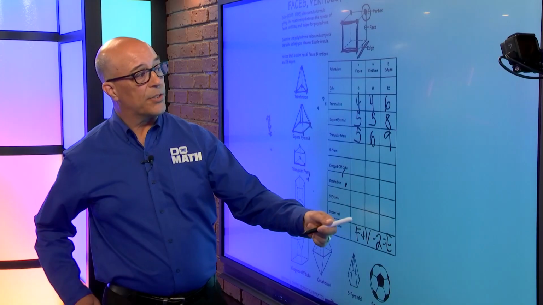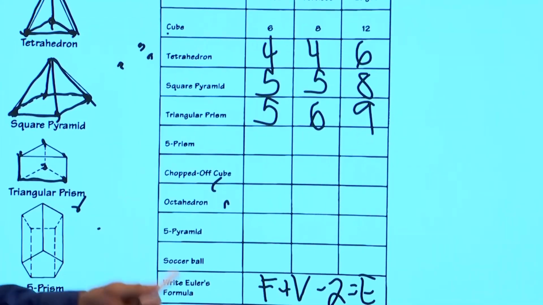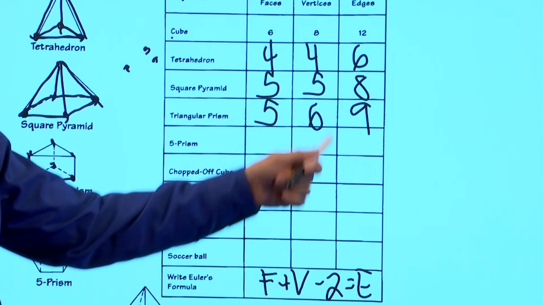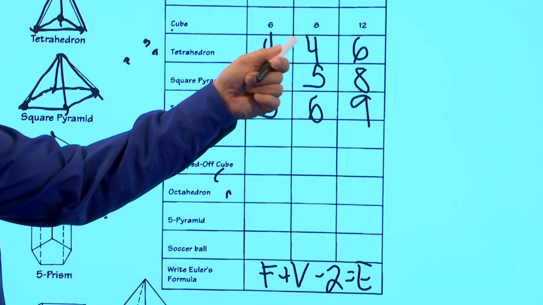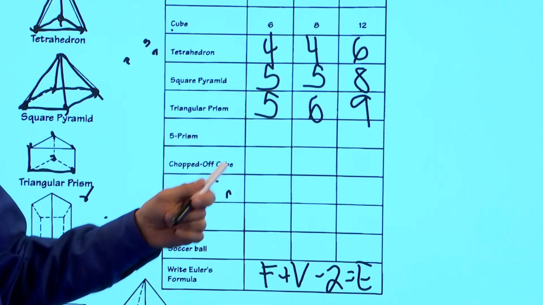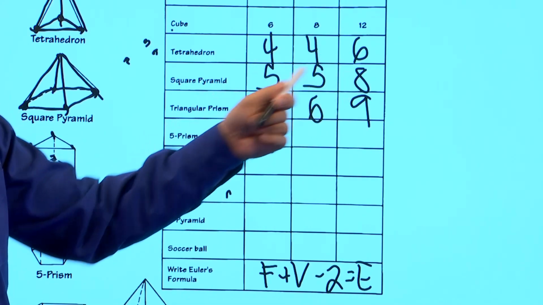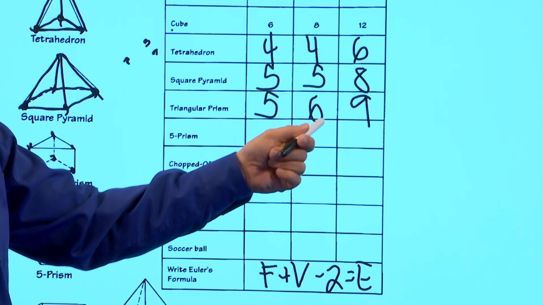So the faces plus the vertices, 6 plus 8 is 14, minus the 2 is 12. That works. Let's go to the next one. 4 plus 4 is 8, minus 2 is 6. 5 and 5 is 10, minus 2 is 8. 5 and 6 is 11, minus 2 is 9.